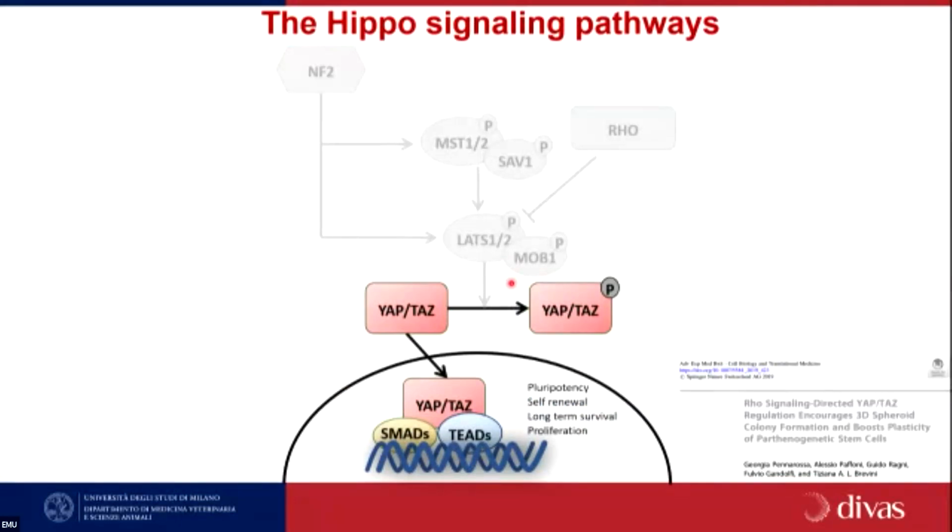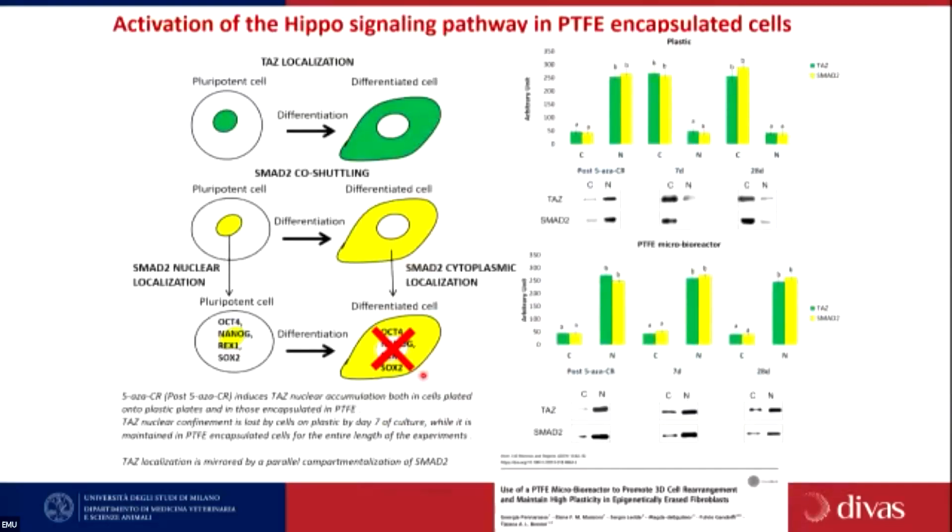So we go back to the hyposignaling story now. And as you may remember, in order to keep these cells in a pluripotent state, we want to have YAP translocating to the nucleus, okay? Because when YAP translocates to the nucleus, it will bind SMAD2. SMAD2 will also translocate to the nucleus, and it will activate OCT4, NANOG, SOX2, all the factors that are distinctive of pluripotency. And the other way around, if we keep YAP outside the nucleus.